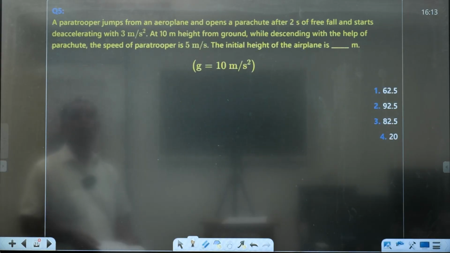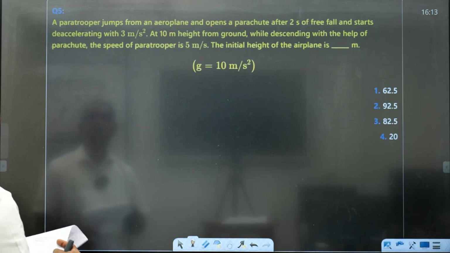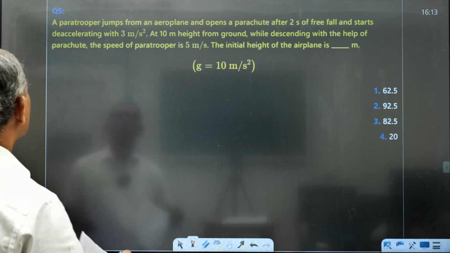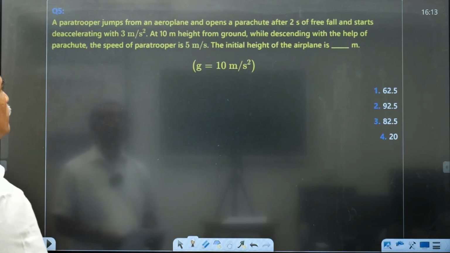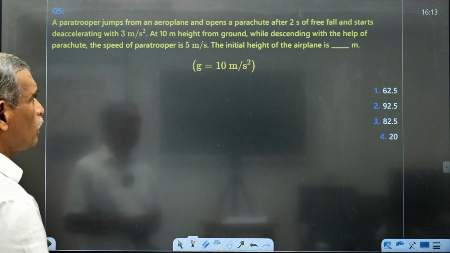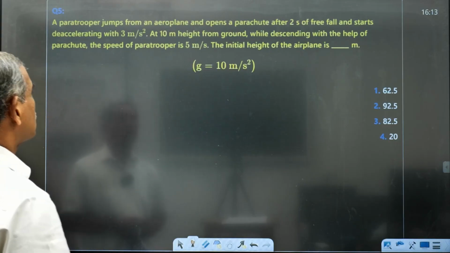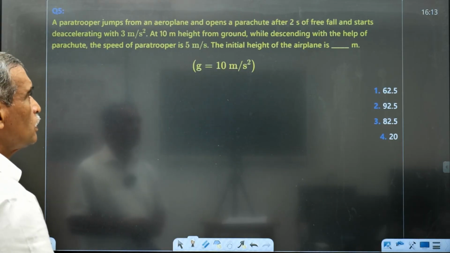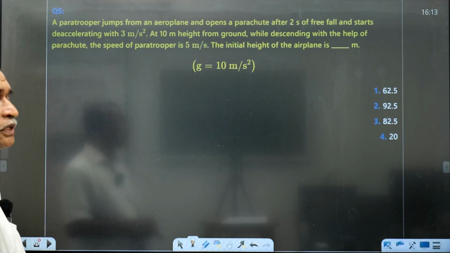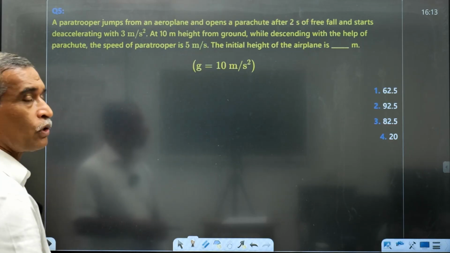A paratrooper jumps from an aeroplane and opens the parachute after 2 seconds of free fall, then starts decelerating at 3 meters per second squared. At a 10-meter height from the ground while descending with the help of the parachute, the speed of the paratrooper is 5 meters per second. Find the initial height of the aeroplane.